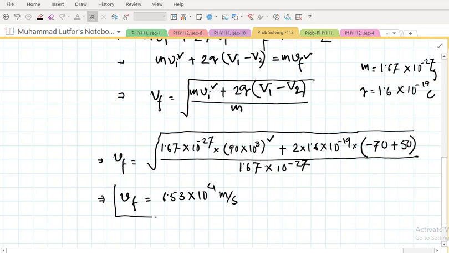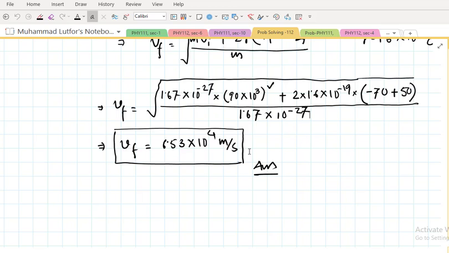So that would be the speed of the proton when it reaches the second plate. Thank you very much.